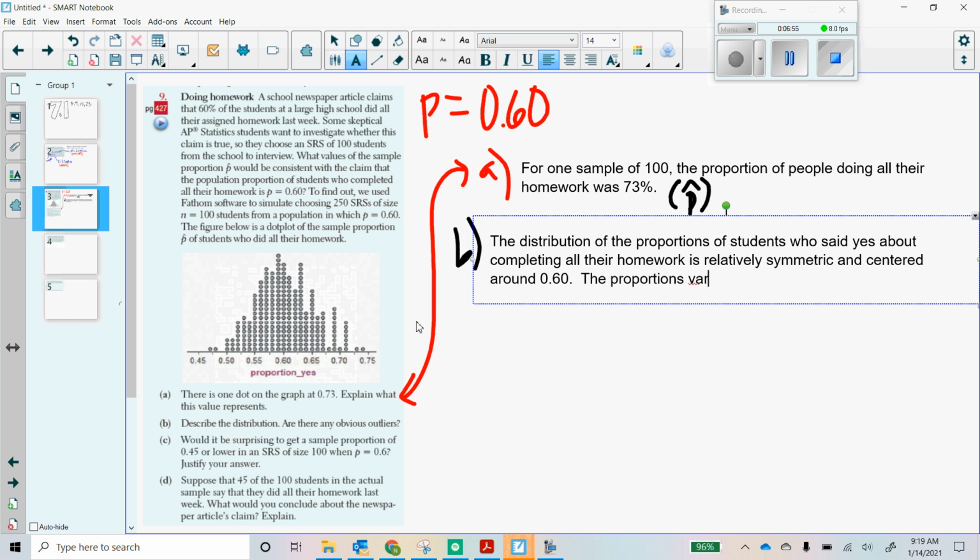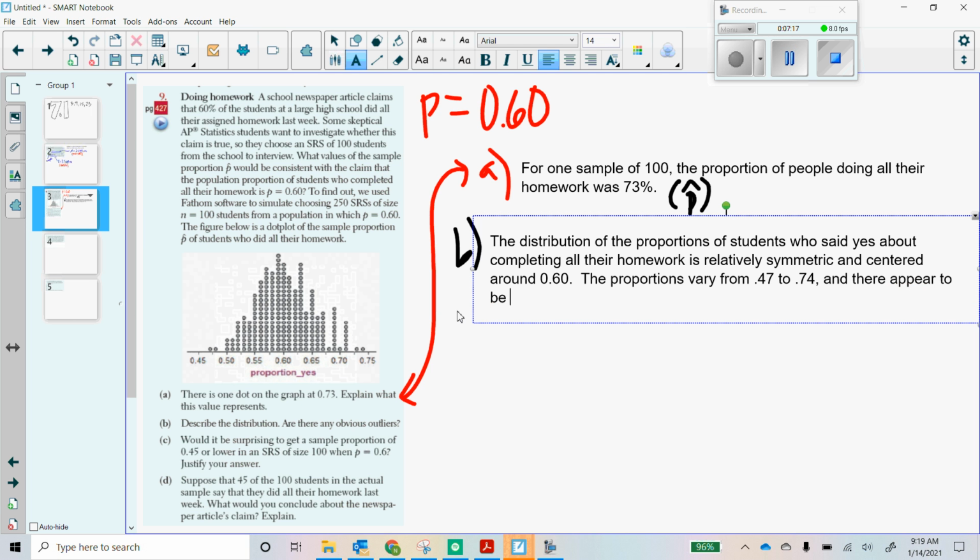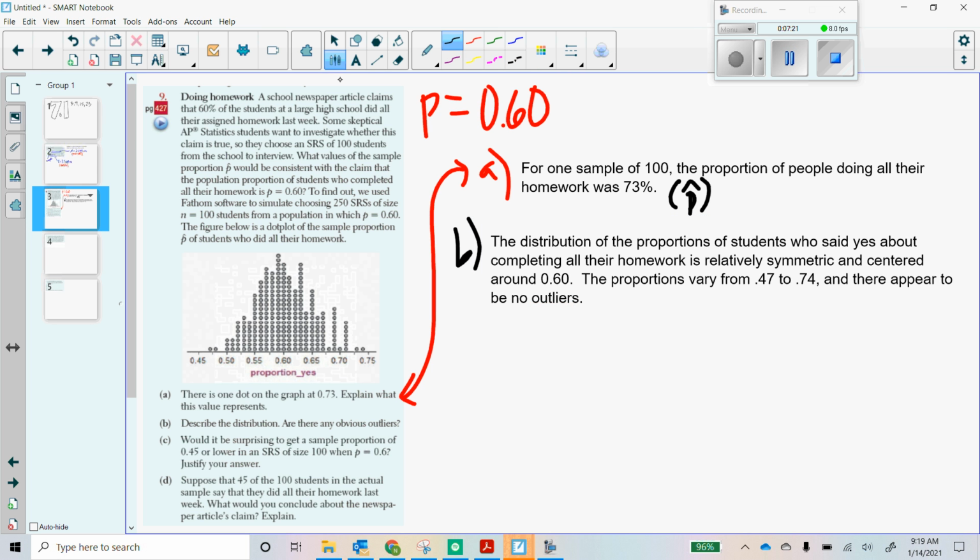The proportions vary from 0.47 to 0.74. I was careful here. Notice I didn't say they range from, because remember, range is one specific number. So I would need to actually subtract those and find the single number if I wanted to use the word range. I kind of prefer to say where it varies. And there appear to be no outliers. All right, so that was part B.